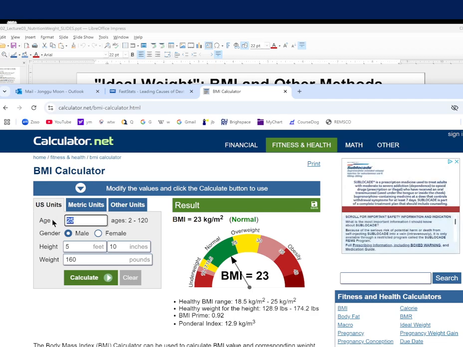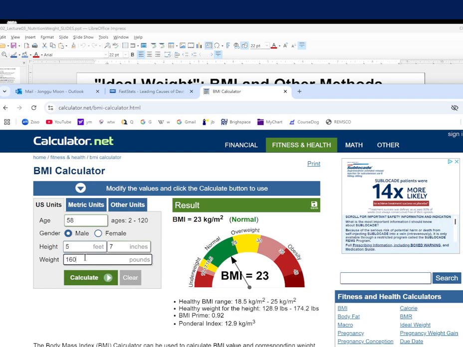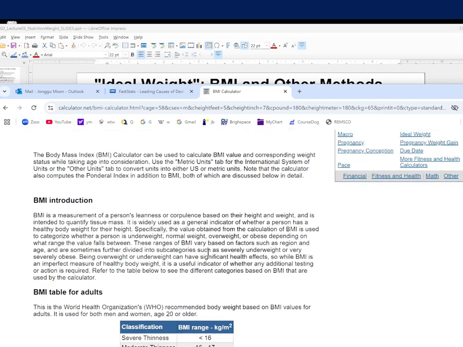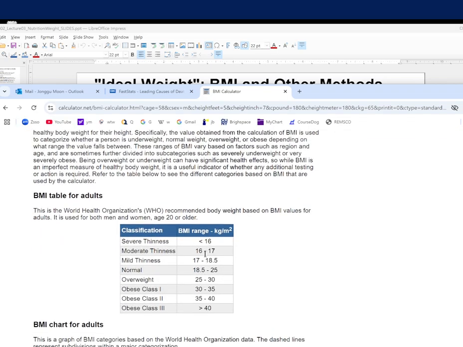So I am 58 years old. I'm a male. I'm 5 feet 7 inches. Yeah, I know. And I weigh 180 pounds this morning. So it says BMI is 28, and does it list the categories?